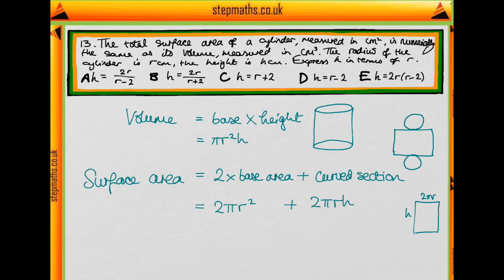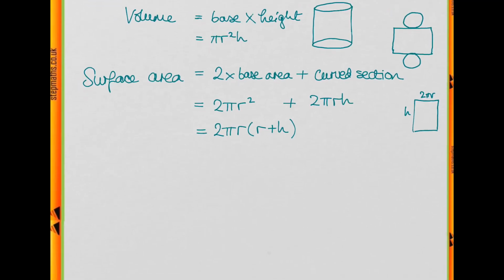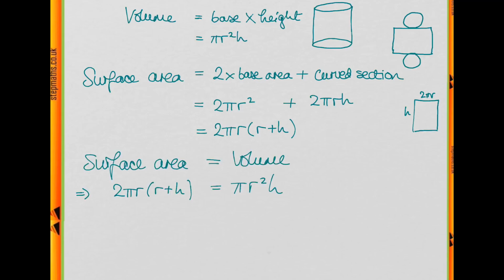And so we can work out that the base area is pi r squared, so we get 2 pi r squared, and the curved section is 2 pi r times h, because it's a rectangle and we want to find the area, which simplifies down to 2 pi r (r + h). So we can now set these two things equal to each other because we're told that volume equals surface area. So we have that the surface area, this, is equal to the volume up here. So we get this. Pause the video now and have a go at simplifying this down to give h in terms of r.